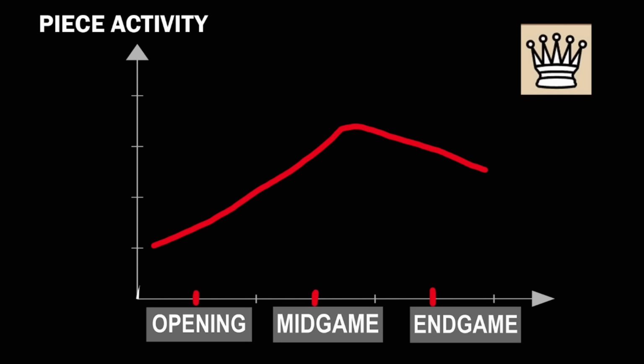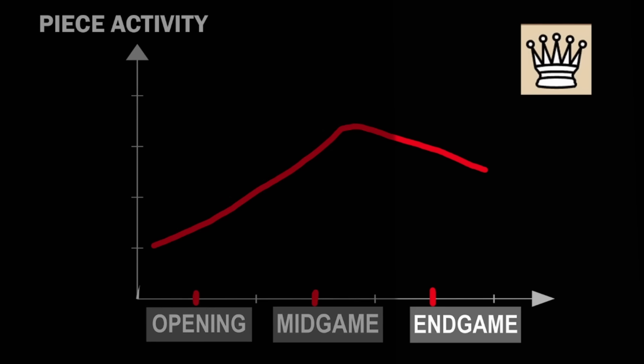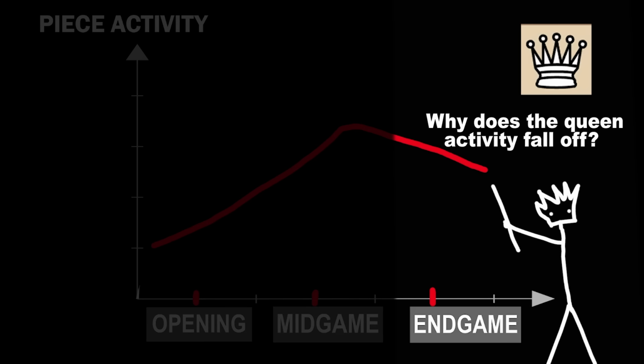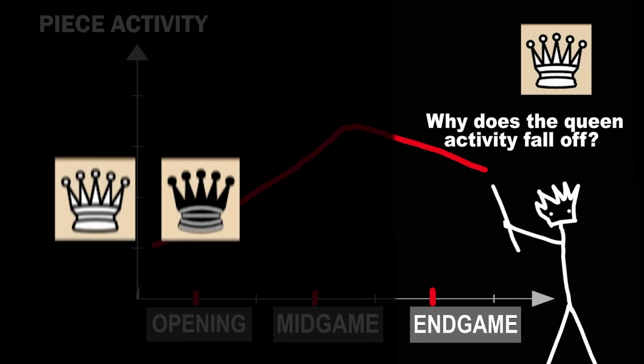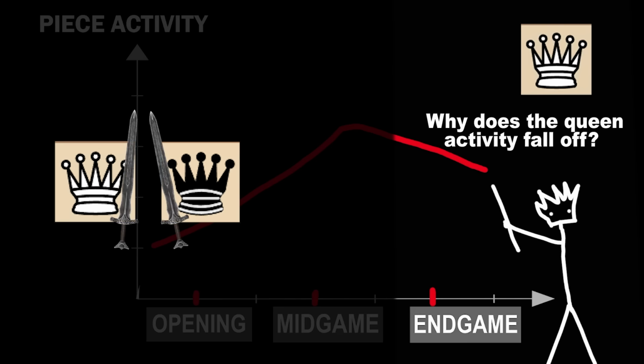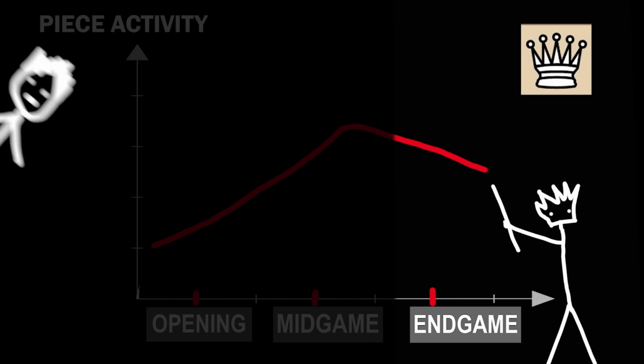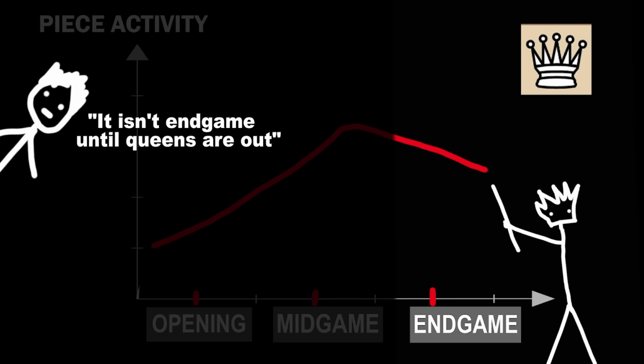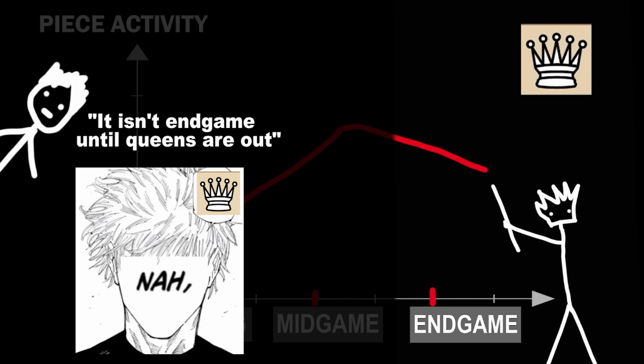But now it's the endgame, and for that we have to look at the graph again. Why does the queen activity fall off during the endgame? This has a simple answer, because more often than not, they get traded. Some chess players even believe that it isn't called an endgame until queens are off the board. And that's definitely not true, but it's kind of uncommon to have queens as the last 2 pieces on the board. So how should you use your queen in endgames?